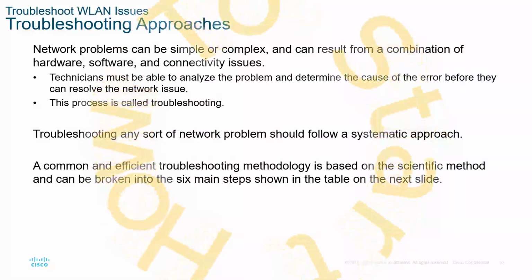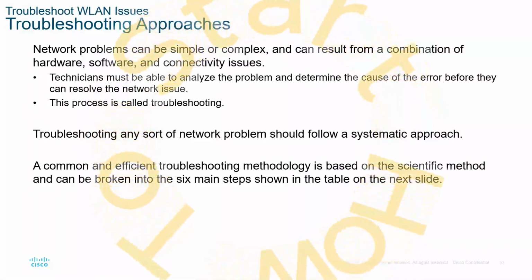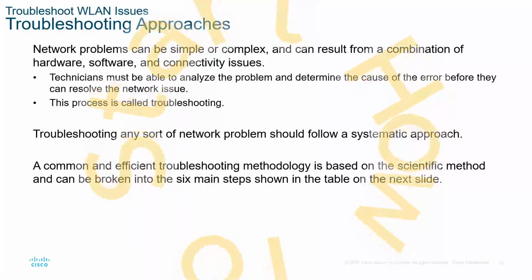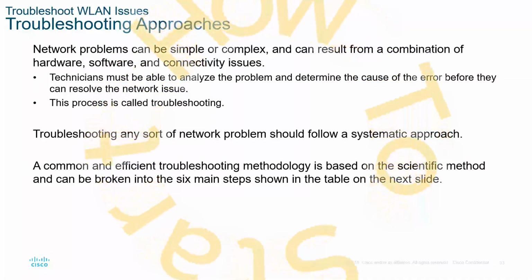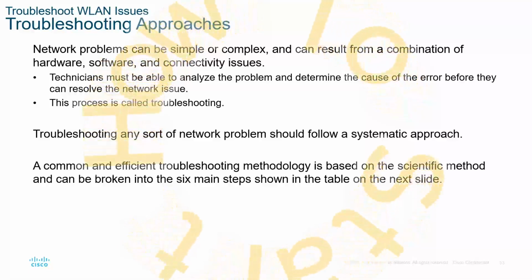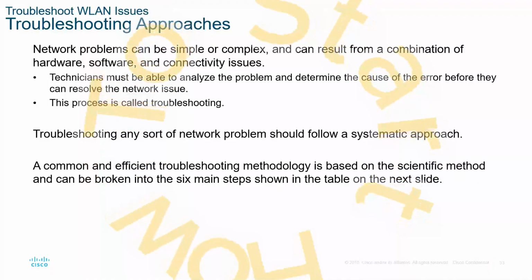Normally, the troubleshooting process for any sort of network problem should be a systematic approach. You don't just try things randomly. You try to break it down into simple steps, simple groups. That way you can test to see what is wrong and what is not wrong.